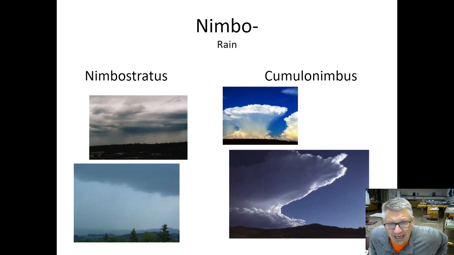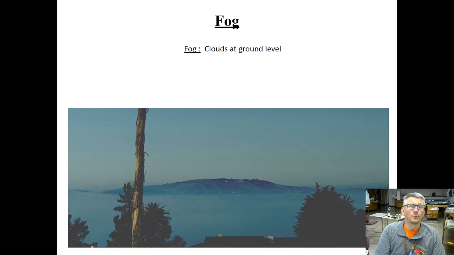On the right-hand side is a cumulonimbus. Cumulo meaning that it is vertically forming. It is going up, and nimbus meaning that it's going to be rain. This is going to be your thunder cloud. This is thunder, lightning, tornado. This is a cold front coming through.